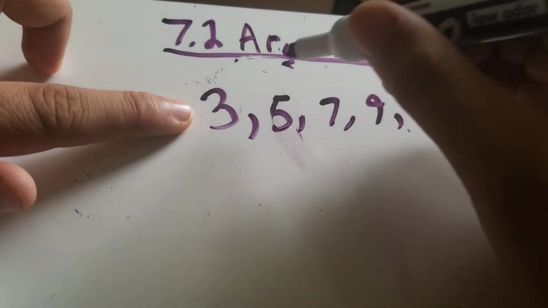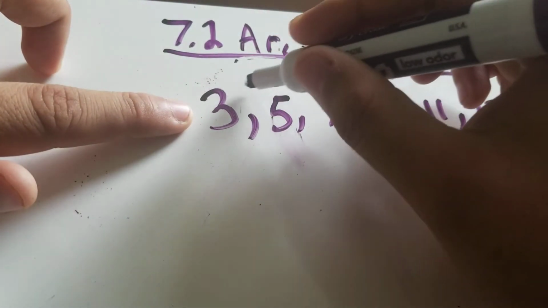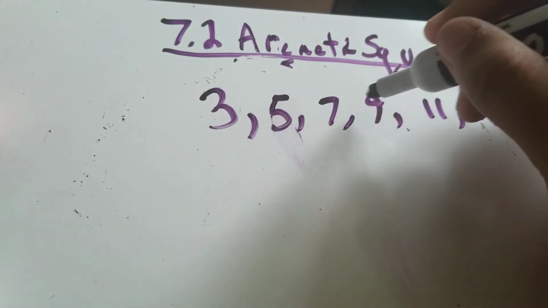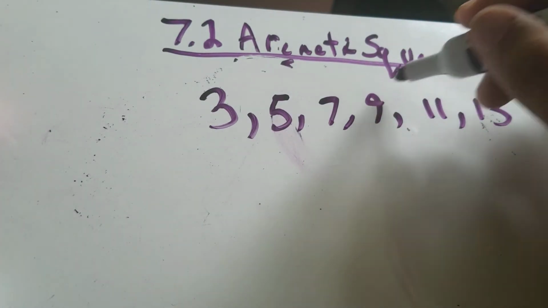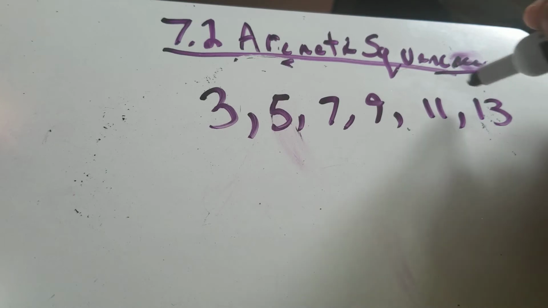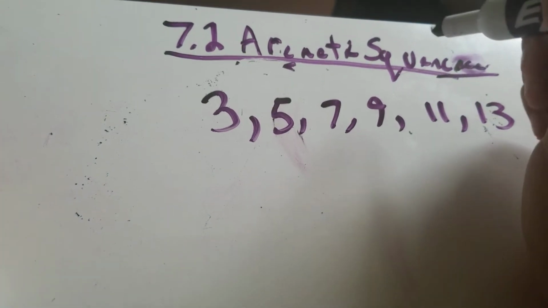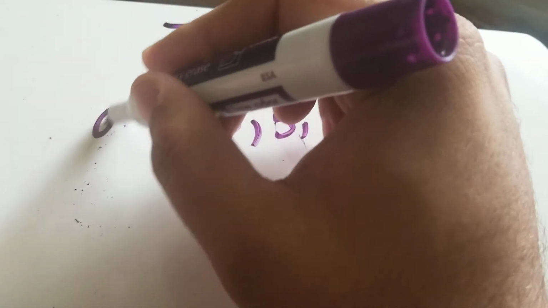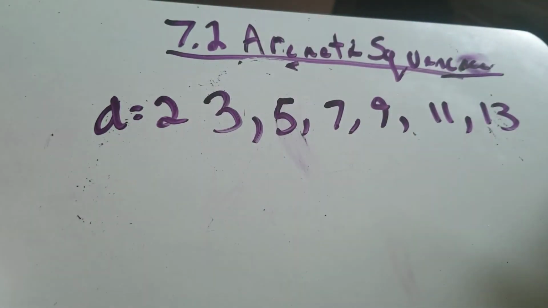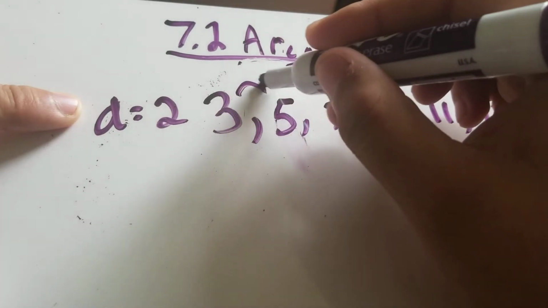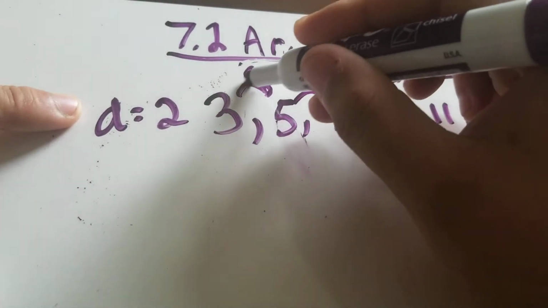So let's look at here. I'm adding from 3 to 5, 2, 5 to 7, 2, 7 to 9, 2, 9 to 11, 2, 11 to 13, 2. So I would call the difference, and we're going to use the letter D, is 2. So D, the difference each time, is 2.